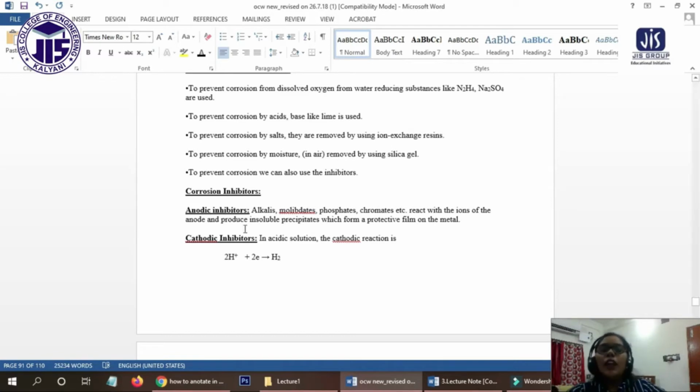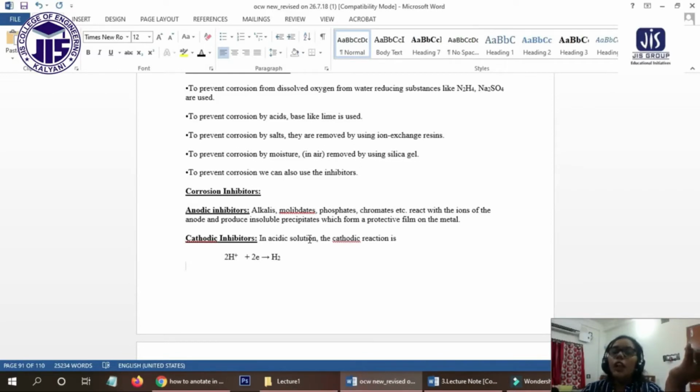Okay, so anodic inhibitors generally, examples are alkalis, molybdates, phosphates. So if we use phosphate or chromates or molybdates, what will happen in the anode? We are having metal positive ion. That means that metal will form metal molybdates, metal phosphate, metal chromates, and thus they can precipitate out, which will form a protective layer on the metal, right?